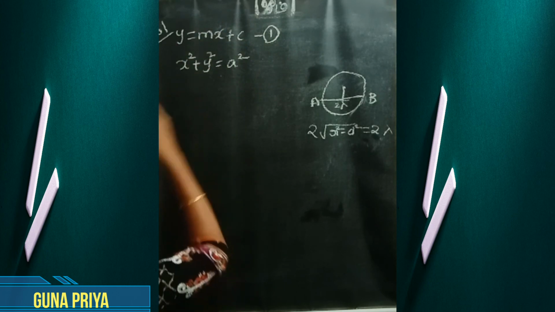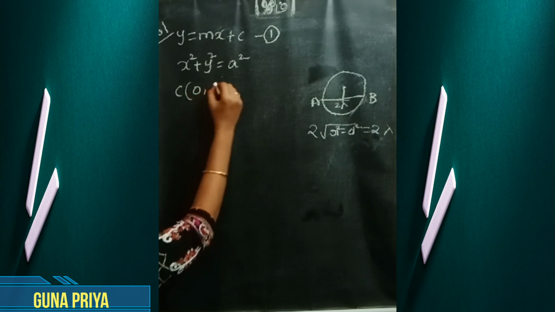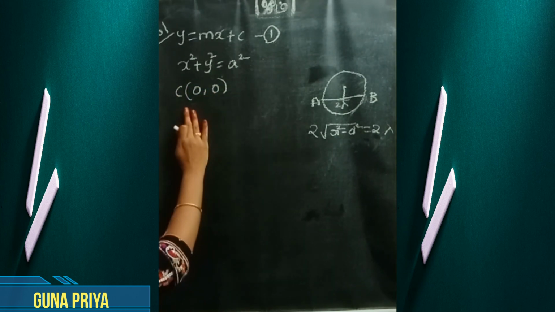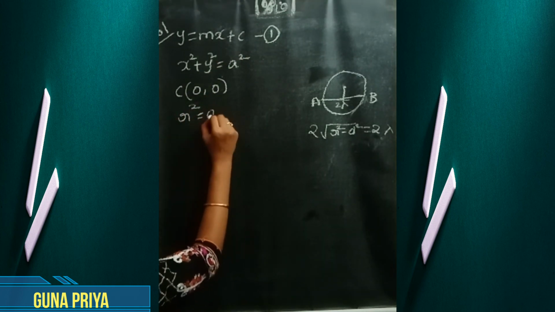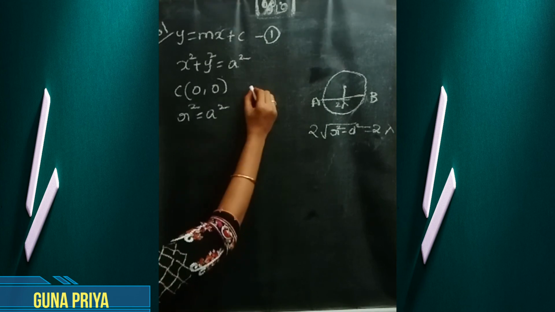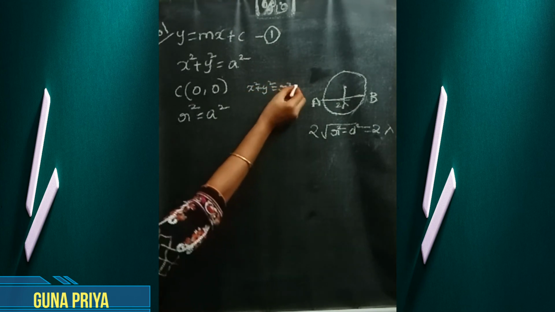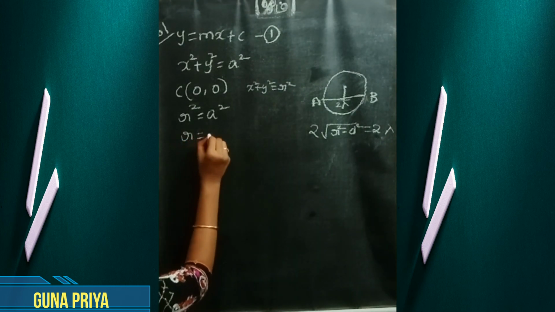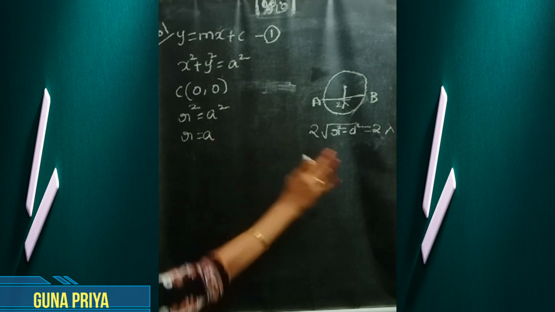Okay. First, in the circle equation, what is the center? Here there is no G and F, so the center will be 0, 0. Here r squared equals a squared. Why? Because we know the formula, right? x squared plus y squared equals r squared. This is the standard form. Okay, r equals a. We have found the r value.